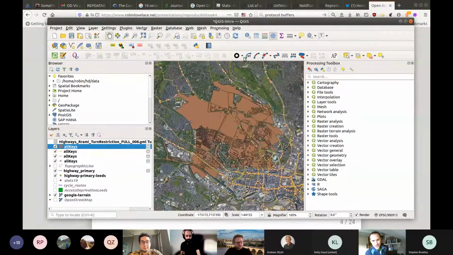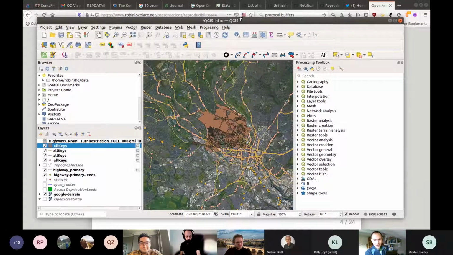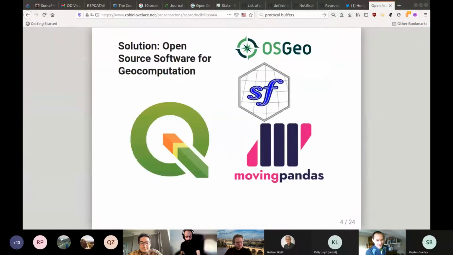I owe the QGIS developers a huge amount, because I learned a lot of my geographic data analysis skills and concepts using QGIS. So I think that's probably the first place to go, especially if you're new to geographic data science.